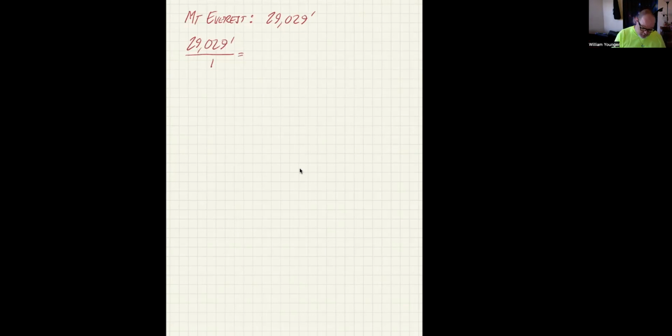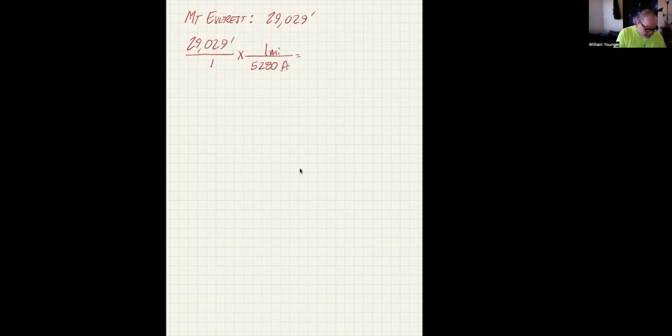So instead of making an x there, I'm going to make an equals sign, and I'm going to make an x there for multiplication. So first off, if I want to convert this from feet to miles, I know that in fact 5,280 feet equals 1 mile.